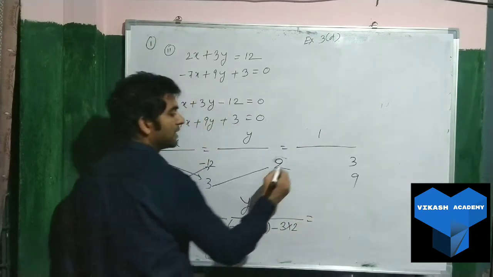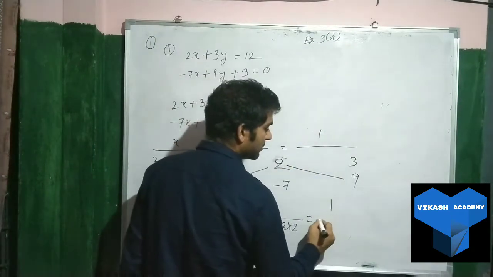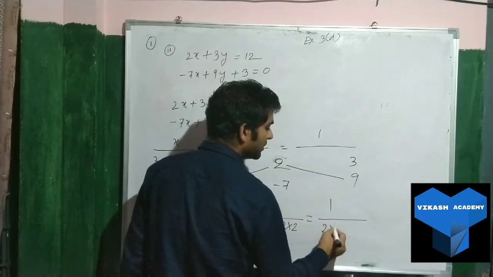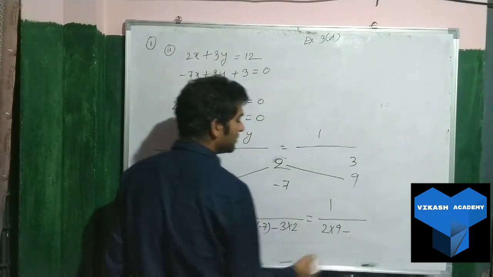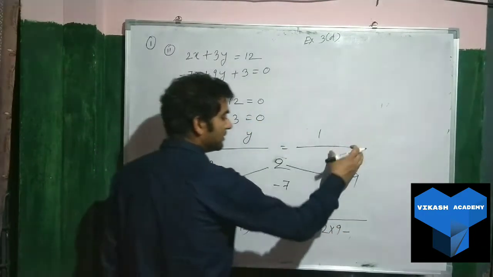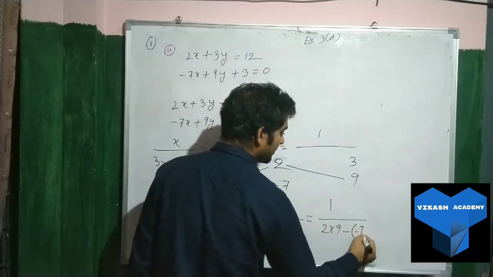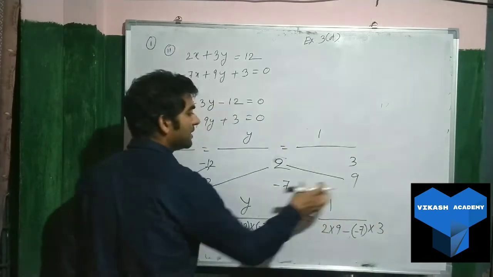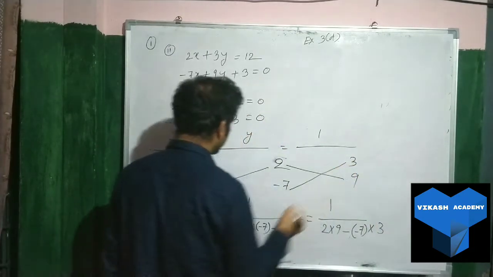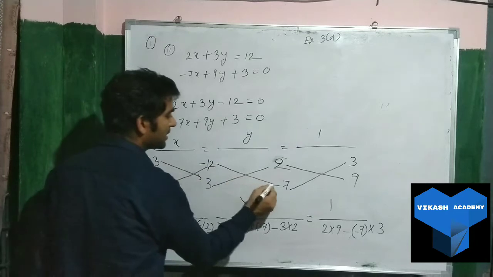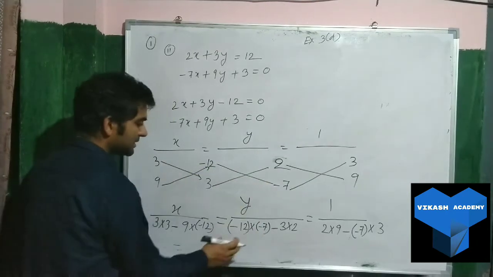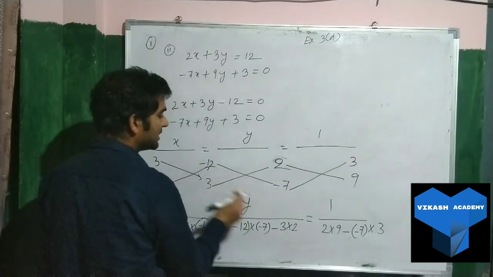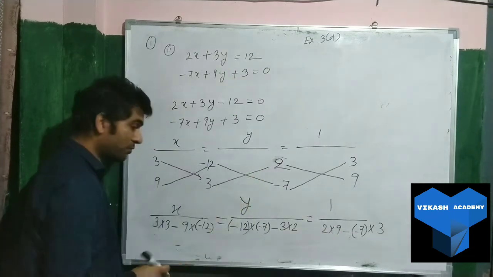Equal will be equal. Then 2 into 9. It will be 1 by 2 into 9. Then minus sign will be minus sign. These two will be together here. So minus 7 into 3. From down to up, we will put the minus sign. From here to here, it will be plus. So minus 12 into minus 7. But this minus sign is coming when we are going from down to up.